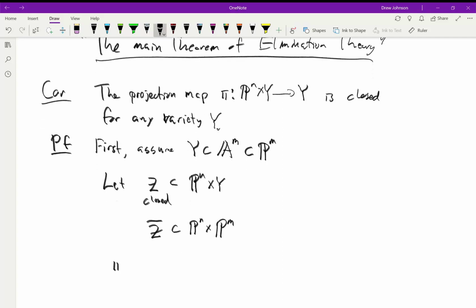All right, now let's think about what is the image of the projection of Z. Well, Z is the same as, you can just take its closure and intersect with P^n × Y. All right, Z bar was just defined to be the closure of Z when Z was originally contained in P^n × Y, so that's the same thing. Okay, and then just by a little set theory, that's P of Z bar intersect Y.